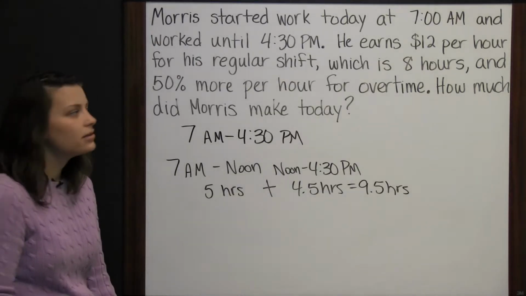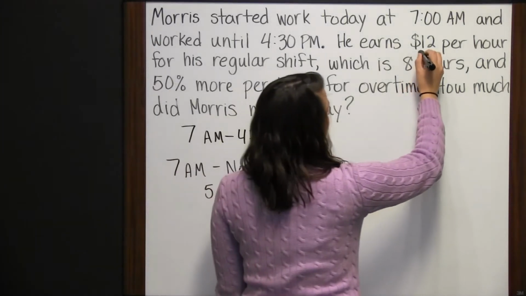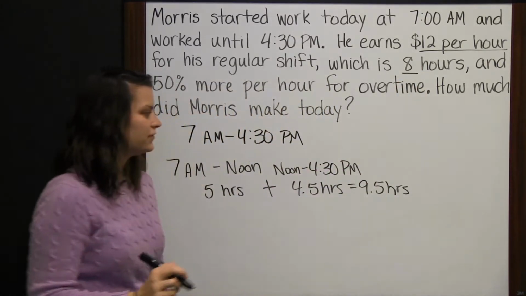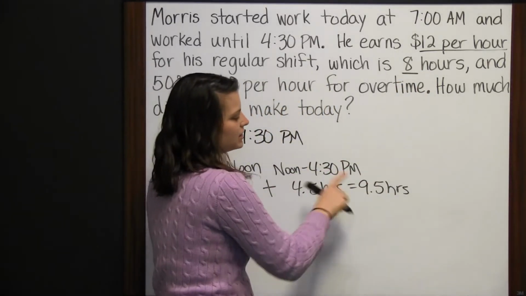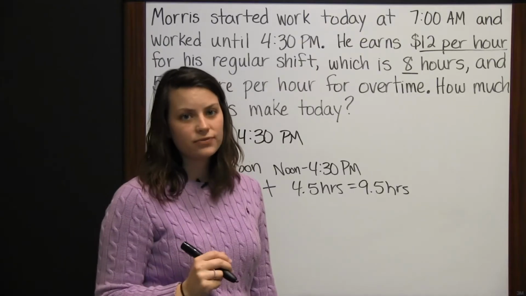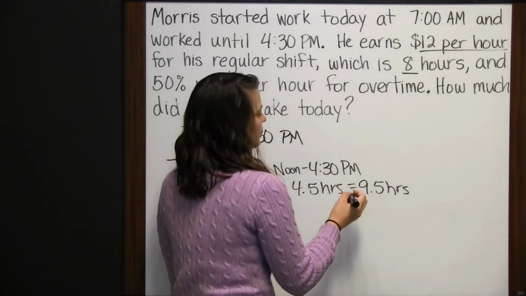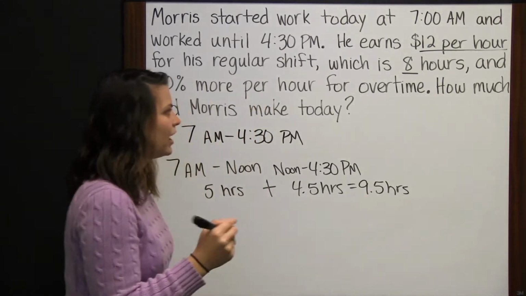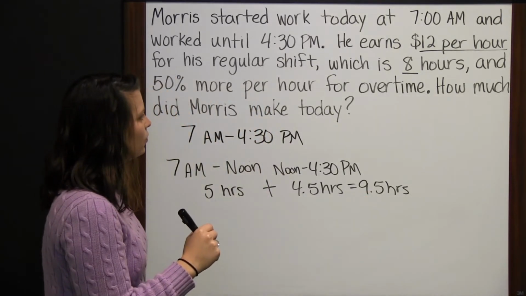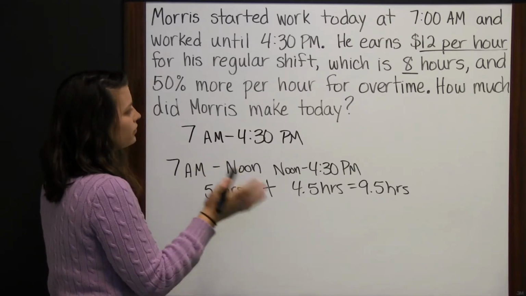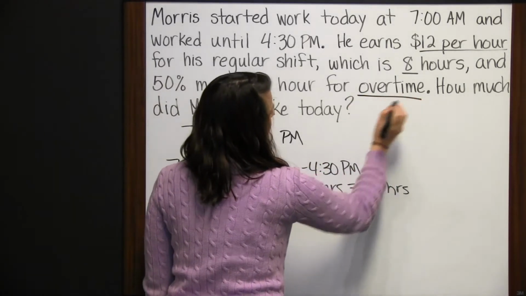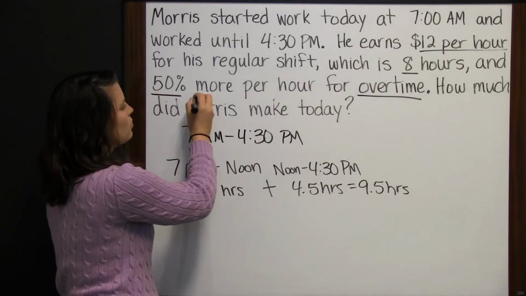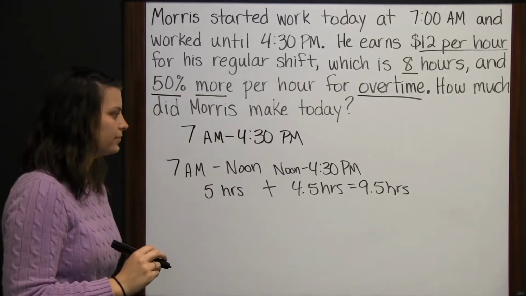Now they told us that he makes $12 an hour for just his regular 8-hour shift. So for 8 of these hours, he made $12 an hour. And the leftover, 1.5 hours, would be his overtime. And for overtime, he makes 50% more per hour.